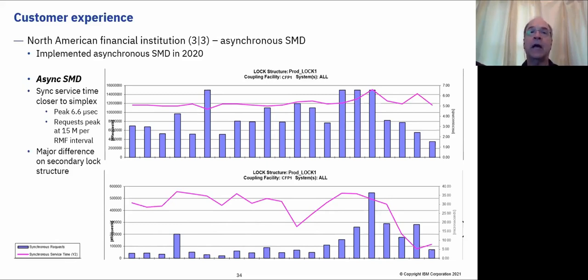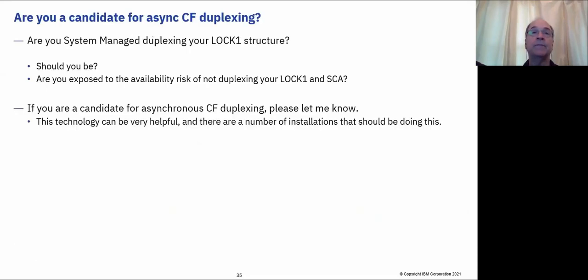As it turns out, on this particular day I had 15 million sync requests per 15-minute RMF interval versus a total of 86 million or whatever it was. So their workload is different at this particular time. But what's really important here is the CF synchronous service times and how different those are. So, wild success. This customer is ecstatic.